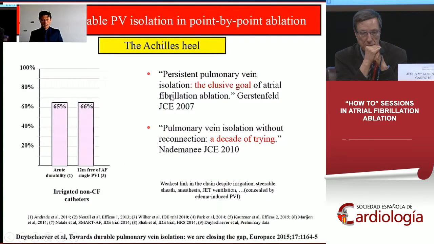And the reason why freedom is only 65 or 66% is that lots of these patients have reconnection of the PVs. That is the Achilles heel of irrigated ablation. And that led to many editorials with beautiful titles like The Elusive Goal of AFib Ablation, A Decade of Trying, etc., etc.